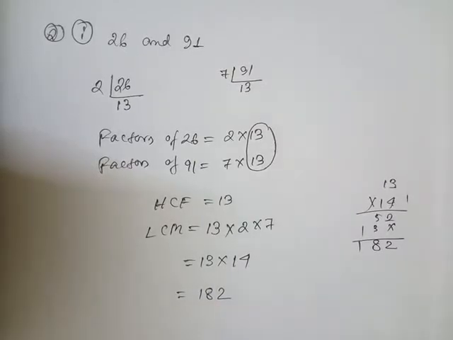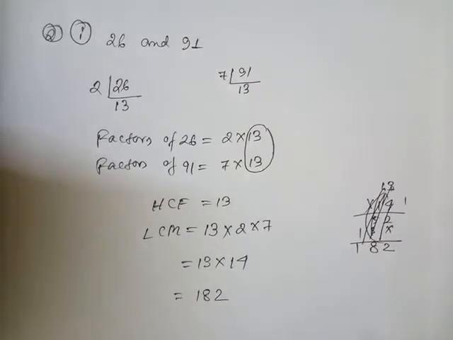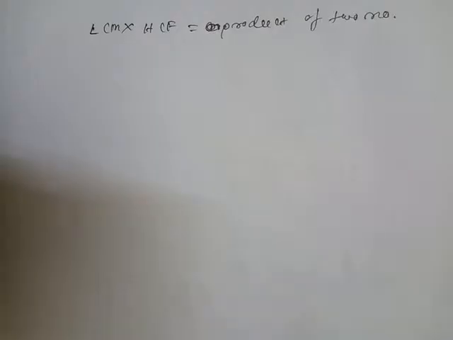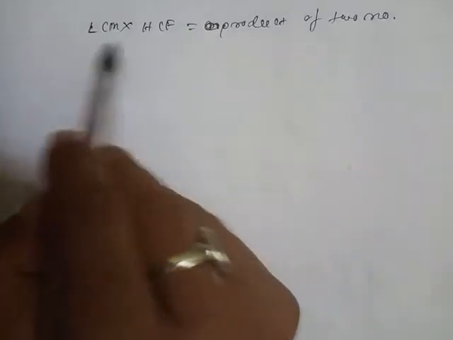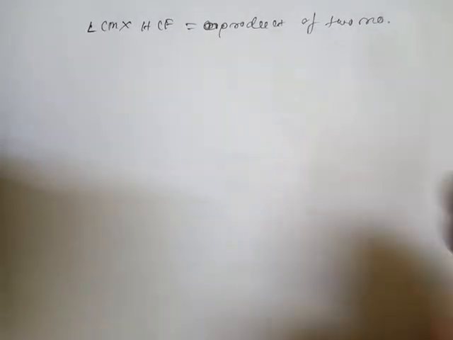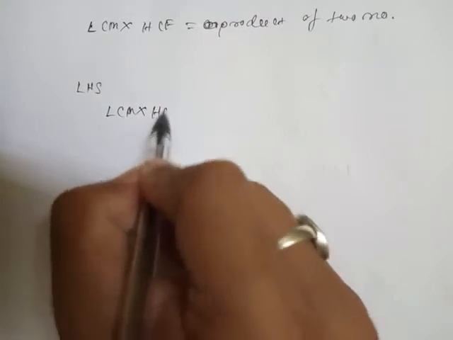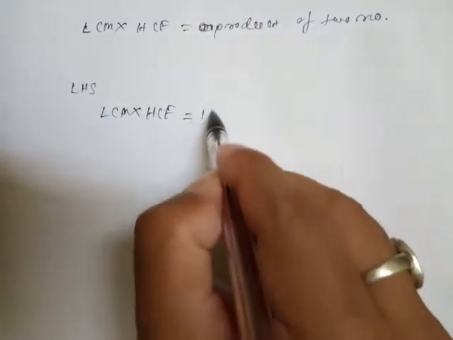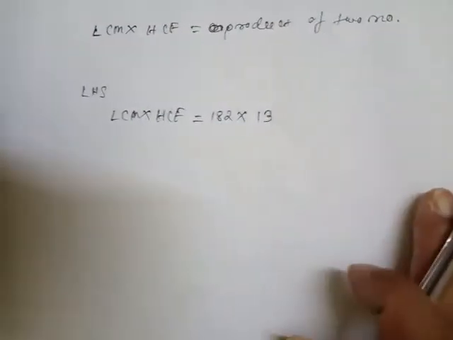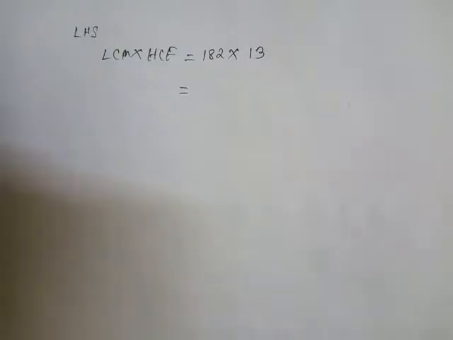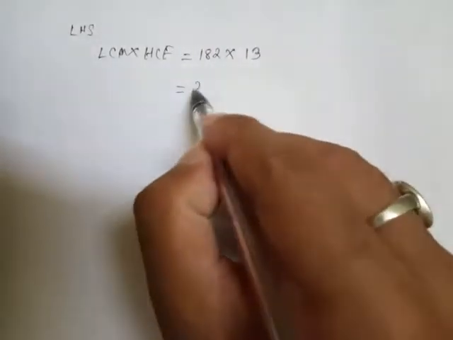After that we have to go for the verification. So I am now striking out this rough part, and now I am going for the verification. Look students, this is the verification part given in the book: LCM into HCF equals the product of two numbers. This part is the LHS and this part is the RHS. Now we'll write LHS: LCM into HCF. The value of LCM here is 182 and HCF is 13. Now, after multiplying 182 into 13, we get the answer 2366.